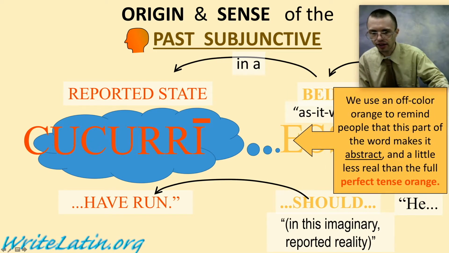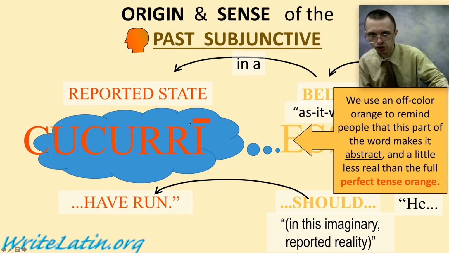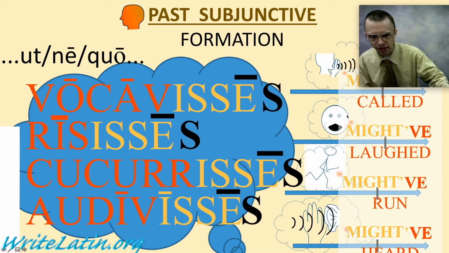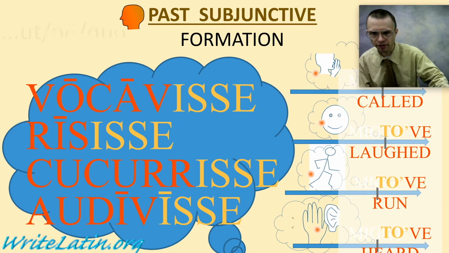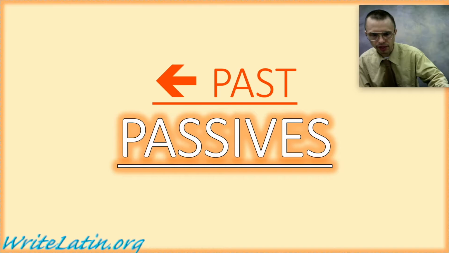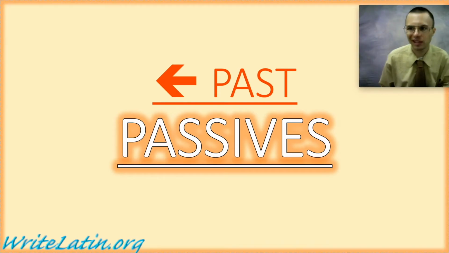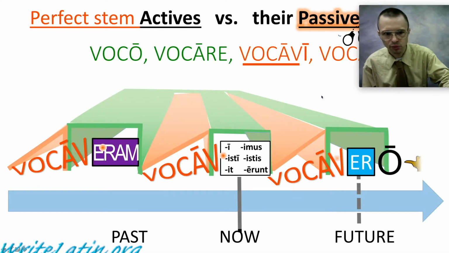And notice again that I took this esse and put it in an off-color faded orange to remind you that this action is not real like the solid orange over here, but abstract. I might have laughed, you might have laughed, he might have laughed, we might have laughed, y'all might have laughed, they might have laughed. Okay. Once again, then, the hard part will be the passives, but this one will be easier because we don't have a weird sim to deal with on this one. This one will follow exactly what you would expect it to do.